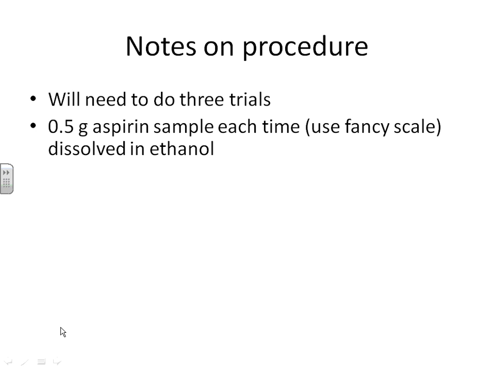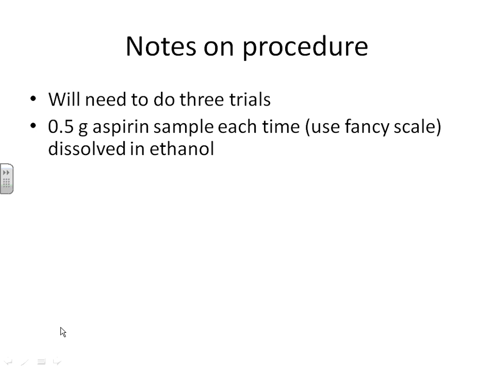You're going to use about half of a gram of aspirin sample each time. I said use the fancy scale. We want to use the balance that goes to 4 decimal places when we're doing this because it's going to give us much more precise information. If you basically have less than 1.5 grams of aspirin, which is the minimum amount that you need to do this, ration your aspirin, turn it into 3 different trials. Maybe you need to do 0.3 grams instead of 0.5 grams.